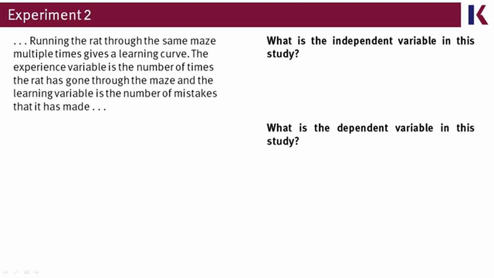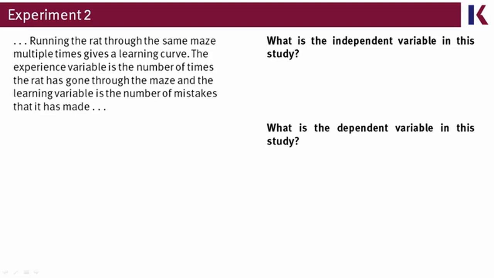Here is our second experiment. This one isn't about mice, instead it's about rats, and it's about rats running through a maze, but go ahead and do this one. Read the paragraph and then fill in on your page what is the independent variable and what is the dependent variable in this study.